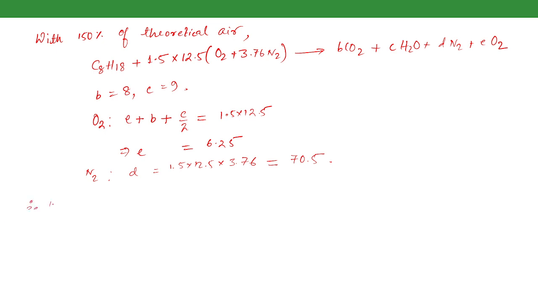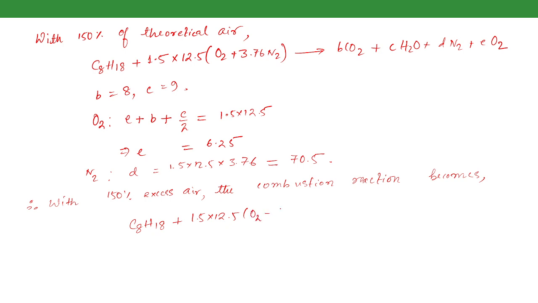Therefore, with 150% theoretical air, the combustion reaction becomes C8H18 plus 1.5 into 12.5 of oxygen plus 3.76 of nitrogen, that will give 8 carbon dioxide plus 9 water plus 70.5 nitrogen plus 6.25 oxygen.